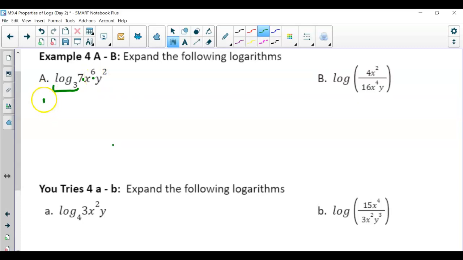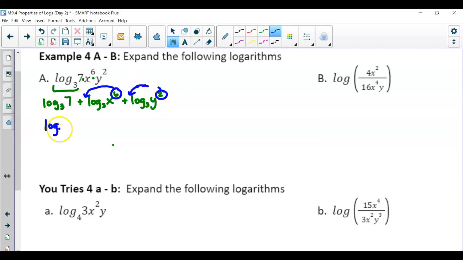So here to expand, I've got log base 3 of 7 plus log base 3 of x to the 6th plus log base 3 of y squared. Then notice here, remember if we're expanding, then the power can now become the coefficient. So if we're going to fully expand, then here we've got log base 3 of 7 plus 6 log base 3 of x plus 2 times log base 3 of y.